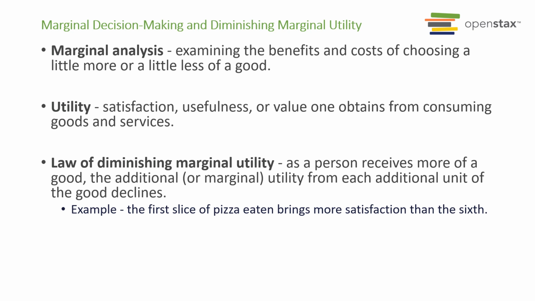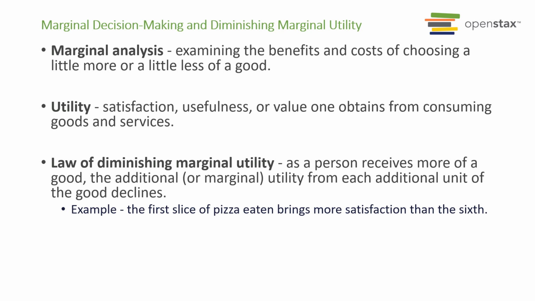And then utility measures the happiness from consuming goods and services. So this is measured in something called utils. So you can say you have 7 utils, 1 util, 3 utils. So it measures your total happiness from consumption. All right, so from that, we need to know something called the law of diminishing marginal utility.